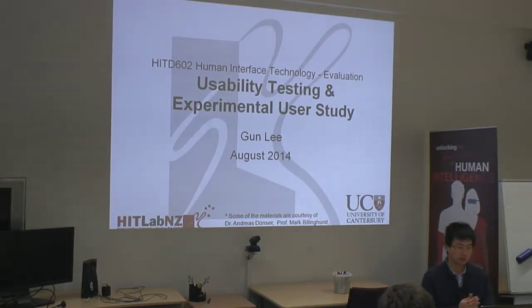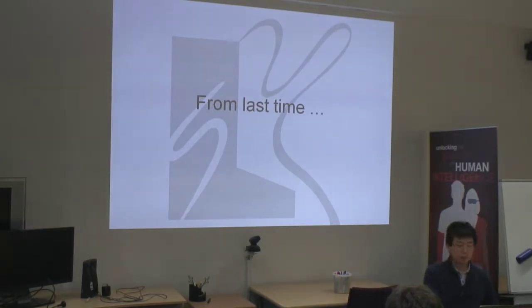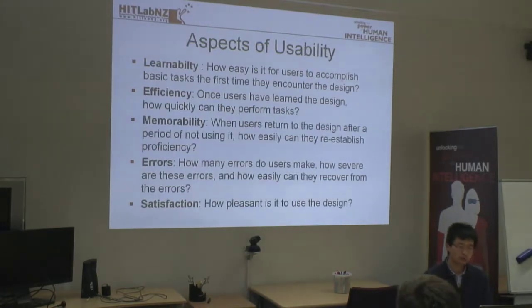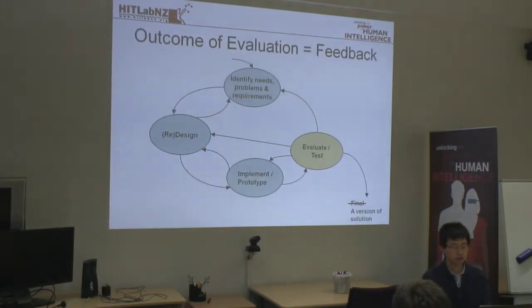stuff I talked about today. So just to recap from what we talked about last time. We started with what evaluation is in the context of human-computer interaction research. And we briefly talked about how it's basically about gathering data about the quality of your user interface design, which is mainly measured by usability, and how useful or how easy it is to use your user interface. We talked about there are different aspects of usability. So it's not one single measure that you can point to, but you'll have to think of different aspects of usability when you evaluate your user interface.